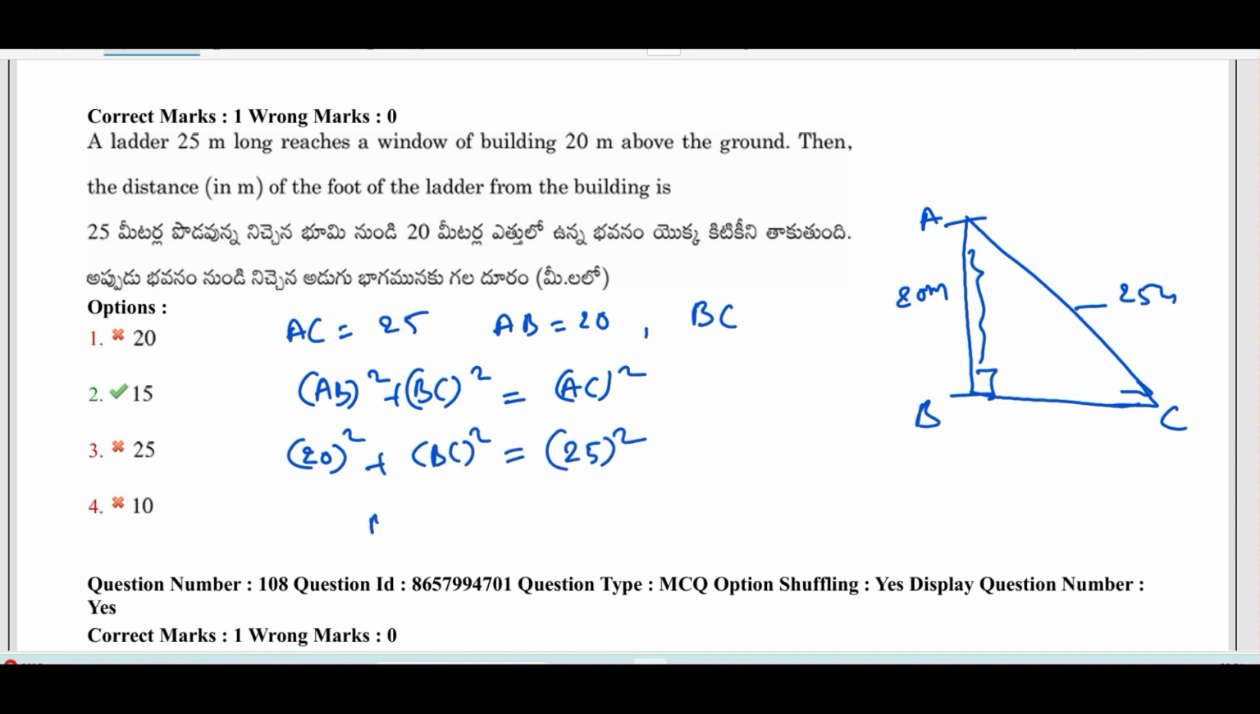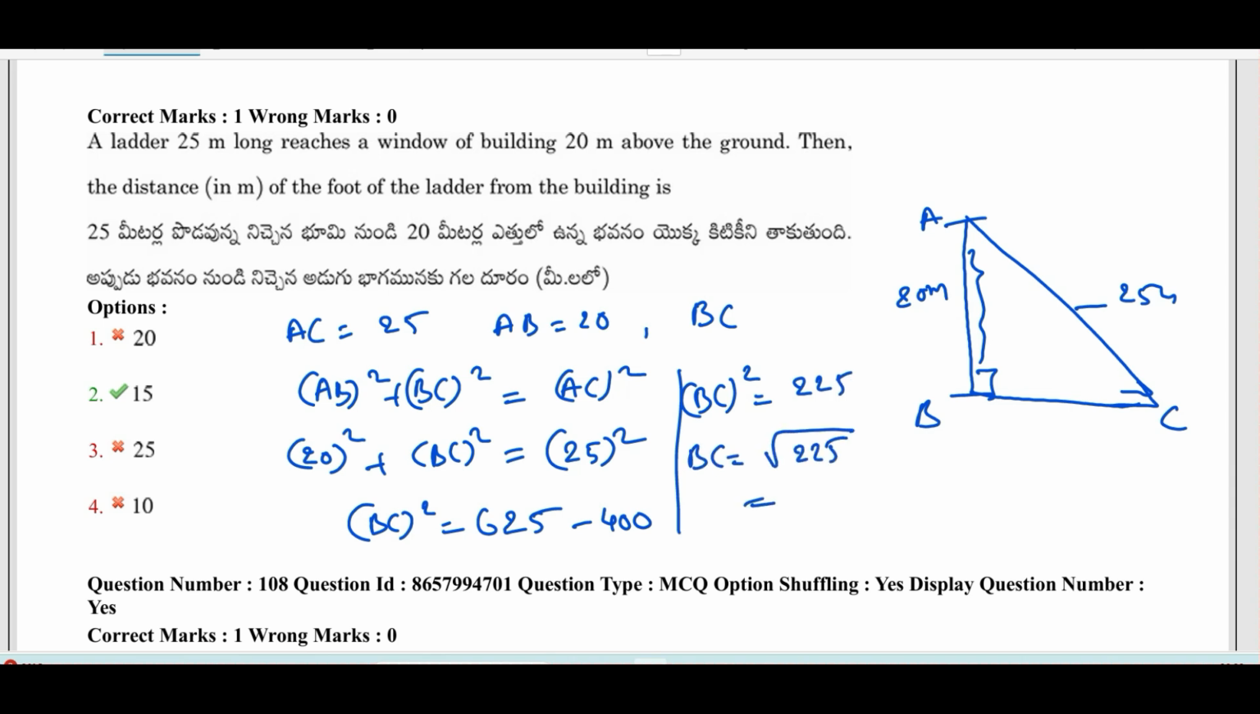25². So from this BC² is equal to 25², is what? 625 minus 400. From this we get BC² is equal to 225. From this BC is equal to square root of 225, that is 15. So this 15 means the distance between the ladder and the foot of the building is 15 meters. So the second option is the correct one.